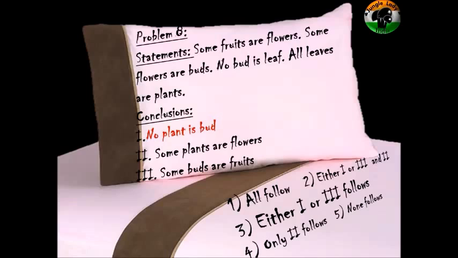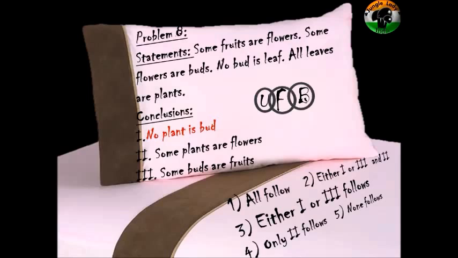Statement 1 is some fruits are flowers. Let me start with a no-brainer diagram. F, I use to denote flowers, and U, I use to denote fruits. Some, so intersection. The next one is some flowers are buds. Flowers is drawn already, so buds: intersection again, because again it is a "some" relation.